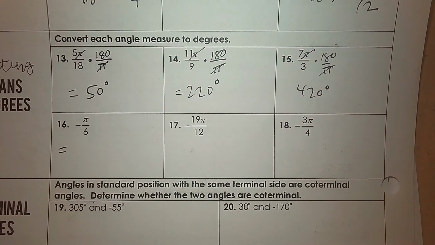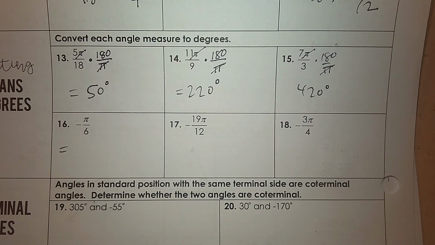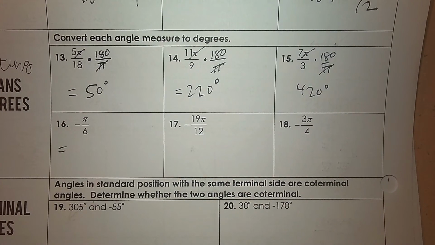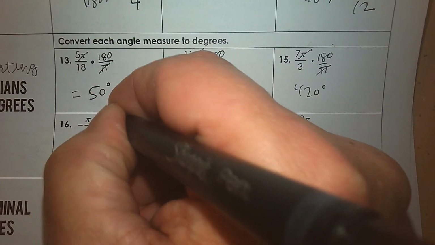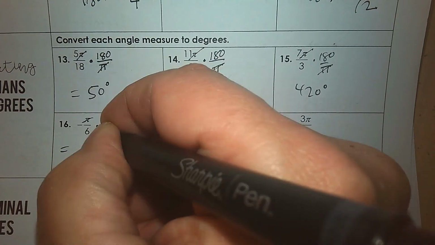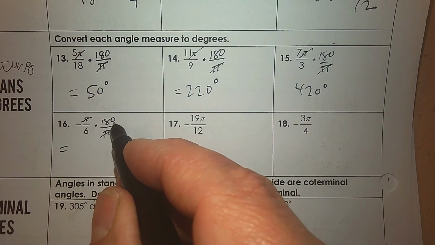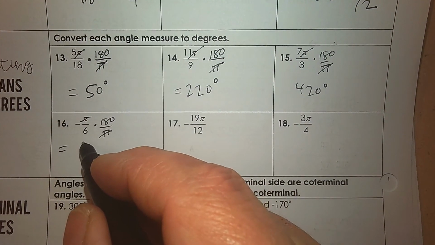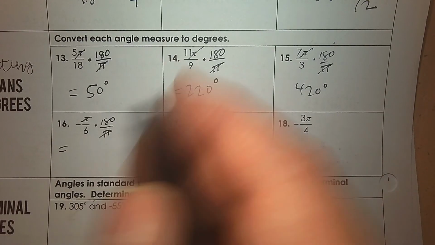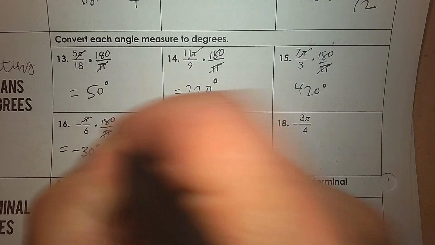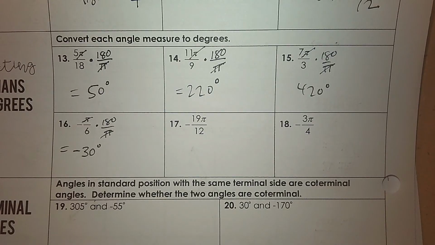16. If you have negative radians, it just means the degree is going to be negative. So again, what do I multiply it times? Pi over 180. What's 1 times 180 divided by 6? So it's just 180 divided by 6. So the angle is negative 30.